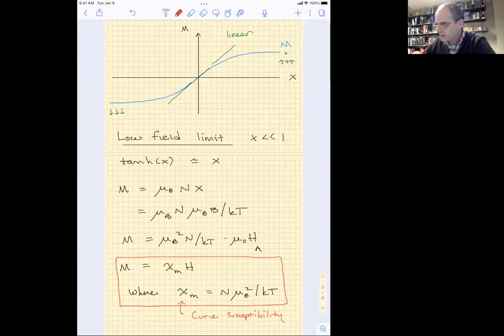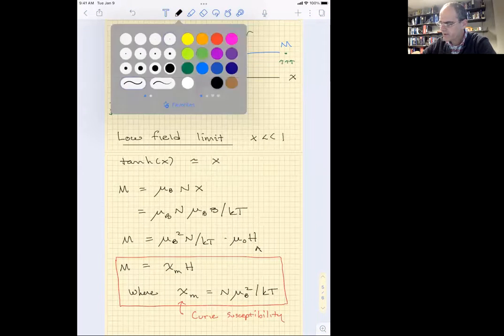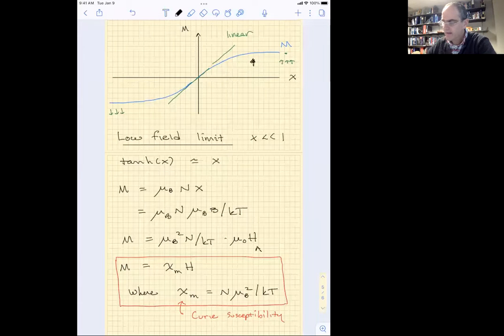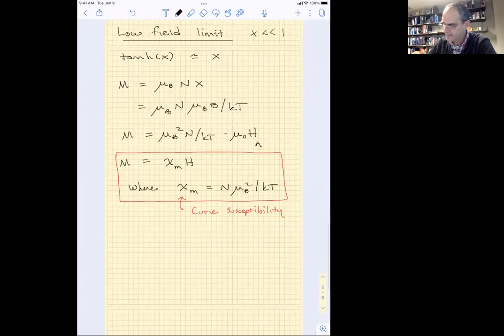Great. Well, that's the low field limit. What about the opposite extreme? What about the high field limit? In the high field limit, the magnetization saturates. This would be the case x much, much larger than 1. In that case, tanh of x just goes to 1, and M becomes N times mu B, which is just what we expect if all the magnetic moments in the solid point in the same direction. So that makes sense too.